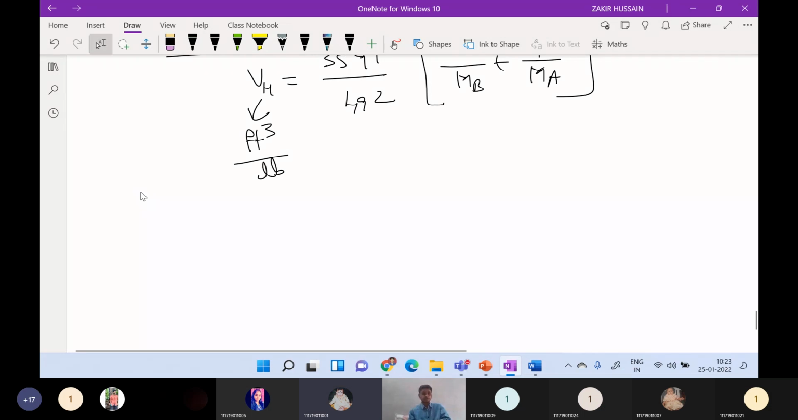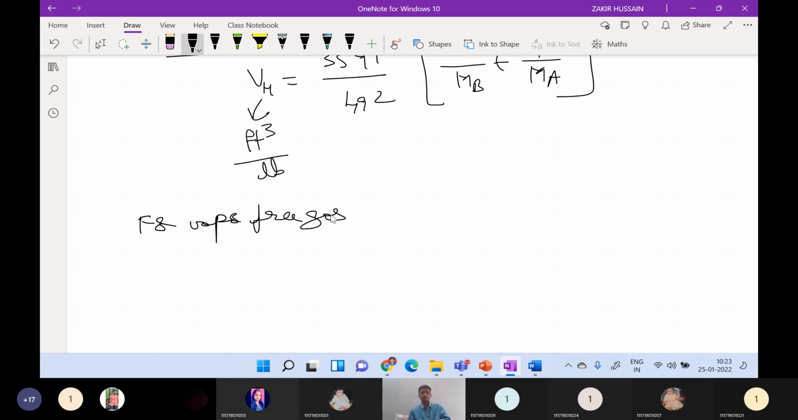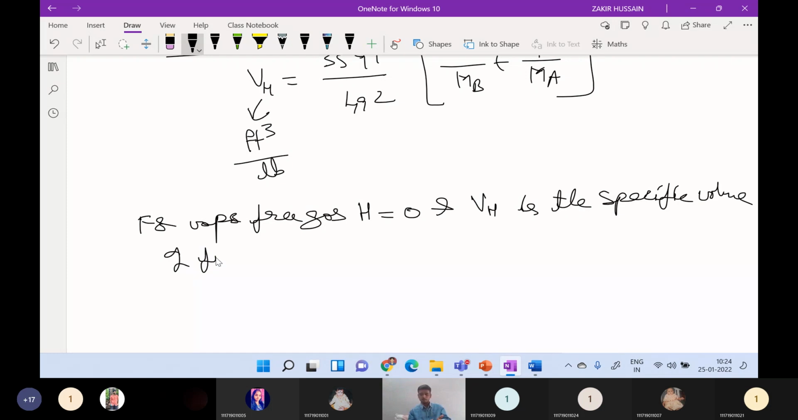For example, if there is a vapor-free gas, vapor-free meaning humidity is equal to 0, what about its humid volume? Its humid volume is nothing but the specific volume of the fixed gas, or we can say it is nothing but air.